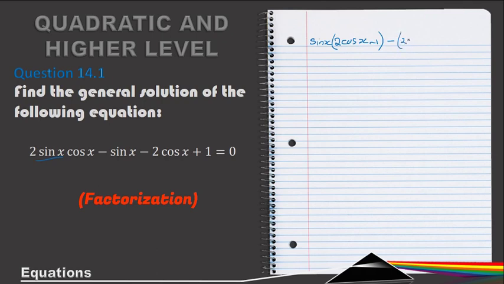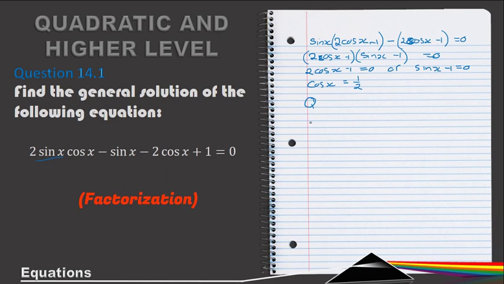So 2 cos x minus 1 equal to 0. And then I can take this 2 cos x minus 1 out, which then leaves me with the sine x minus 1 equals 0. So I can say that 2 cos x minus 1 equals 0, or sine x minus 1 equals 0. And then I can solve for cos x. So let's start with this one. Cos x is equal to a half.